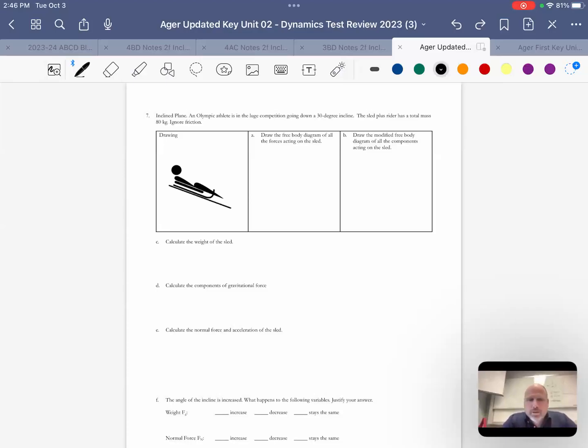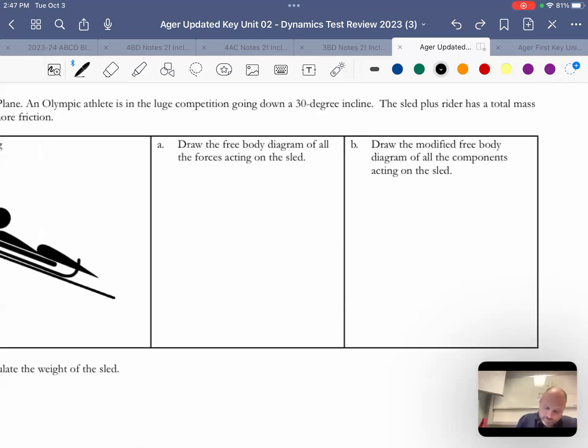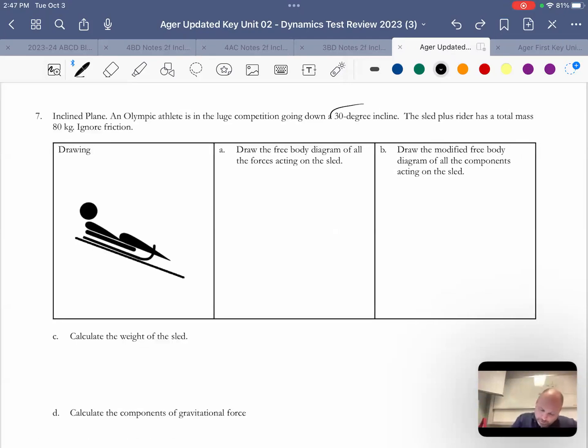Okay, so this is the incline plane example. Looks like we have someone going down a hill on a sled. So just reading through the top question there. Looks like a 30-degree incline, sled, but then the key here is ignore friction. Oh, look, 80 kilograms right there.